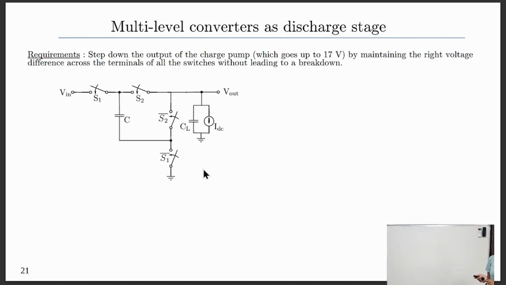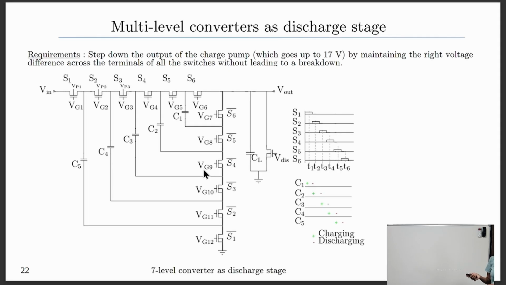Now if we use this to step down the output voltage of the charge pump, the maximum voltage goes up to 70 volts in our design, and the output voltage that we obtain is equal to 8.5 volts, which is greater than VDD, and it can't be used to measure and set the common mode voltage. Also it will lead to breakdown of transistors, breakdown of junctions of switches S1 and all the 4 switches. So we will be using a 7-level converter as the discharge stage.